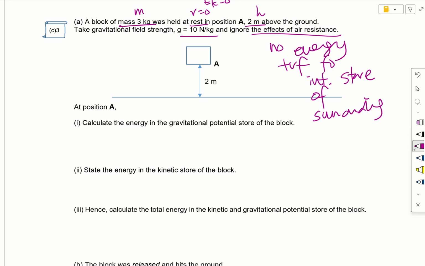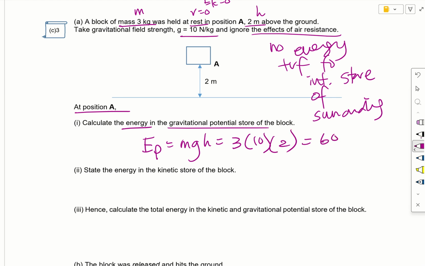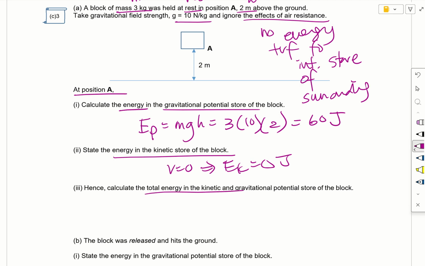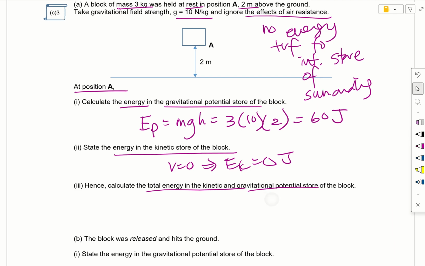Okay, they want us to calculate at position A the energy in the gravitational potential store. So this one is easy. EP equals mgh, so equals 3 times 10 times height, which is 2. So it is 60 joules. State the energy in the kinetic store. Because V equals 0, therefore EK equals 0 joules as well. Hence, the total energy in both kinetic and gravitational potential store at position A will just be 60, right?